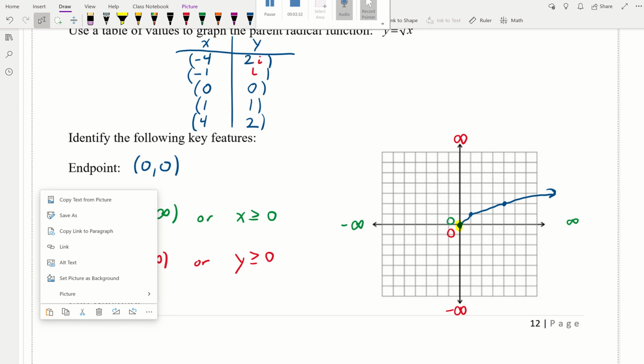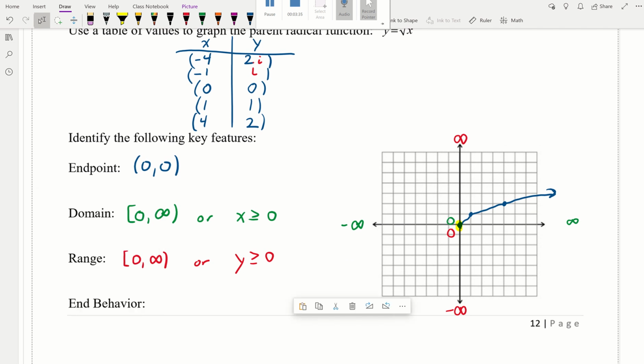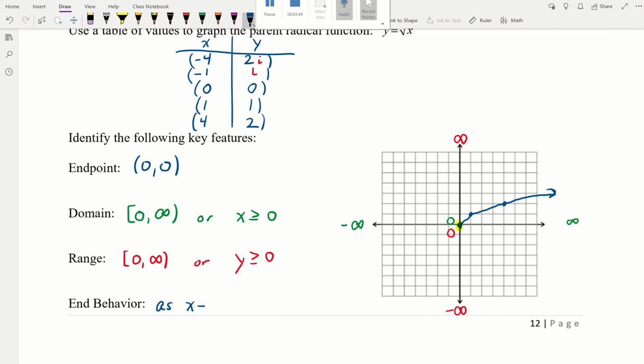End behavior is going to talk about what the left and right side of the graph do. Well, this function does not go to the left forever. So when we talk about end behavior, we're only going to focus on what's happening to the right. So we could say as x is approaching positive infinity, because that means to the right, y is also approaching positive infinity, because the right side of the graph is going up. Even though it goes up very slowly, it does always increase, and it will increase to infinity.